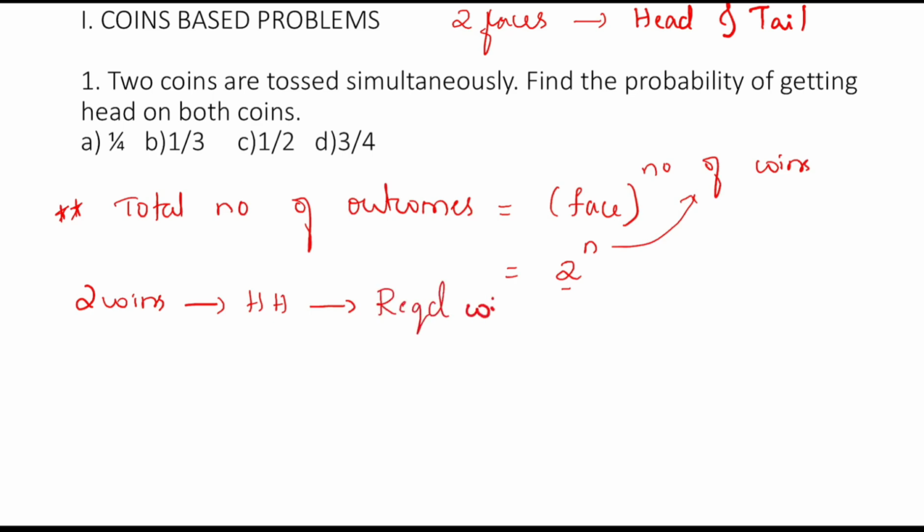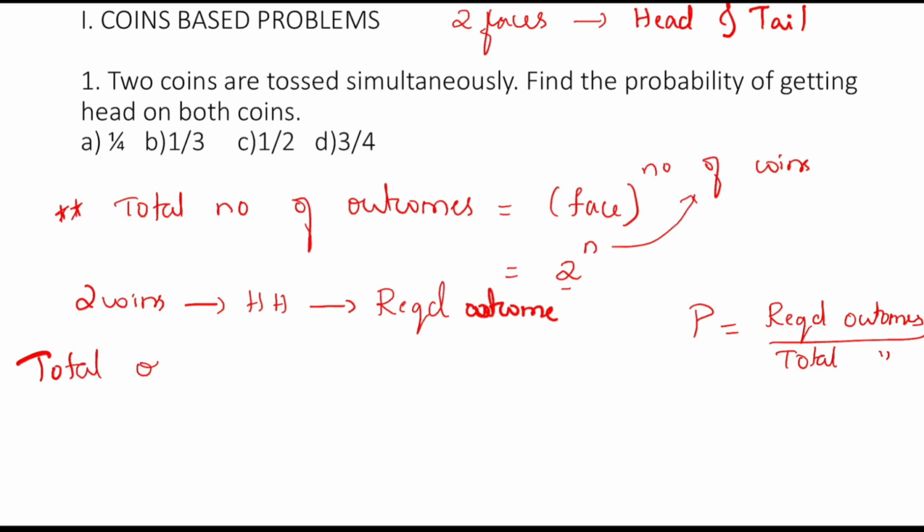Required outcome. So I told you all, what is probability? It is the total number of required outcomes divided by total outcomes. Required outcome is this for us: both should be head. But what are total outcomes? We should know how many outcomes can be there when two coins are tossed.